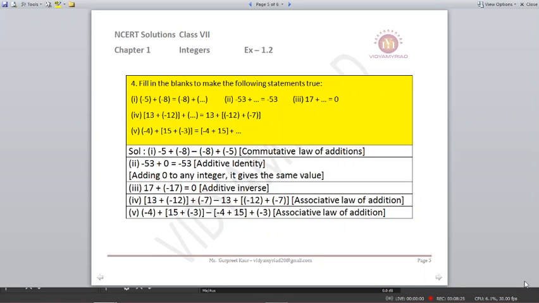Next is -4 plus 15 plus -3 is equal to -4 plus 15 plus dash. Again, what are we doing? It is just regrouping of the numbers. -4 is there on both sides, left hand side and right hand side. 15 is also on both sides. -3 is only on the left hand side. So to make it equal, I should have -3 on the right hand side as my answer as per the associative law of addition. I will provide the link, children, over here for these laws. It will be very easy for you to understand.